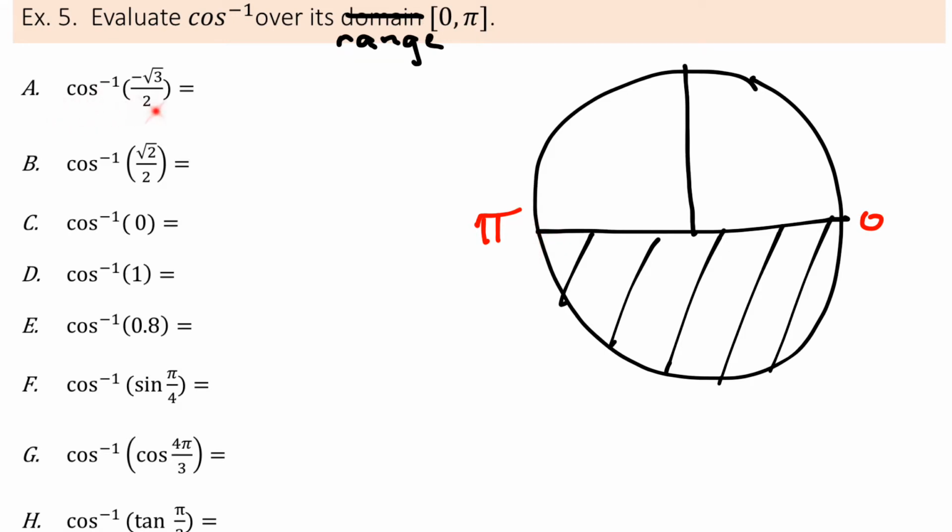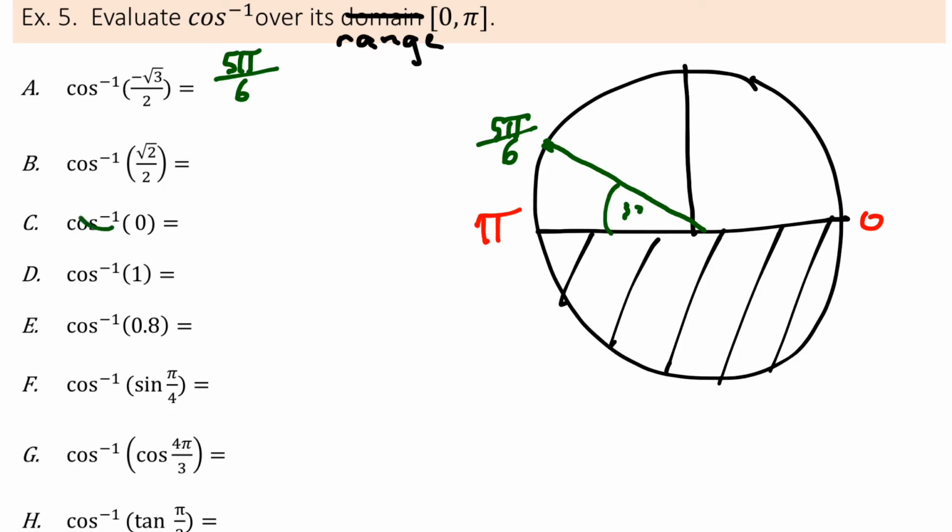So we're asked to find the inverse cosine of negative root 3 over 2. So we need to find out the angle that has this cosine, negative root 3 over 2. So if I think about that, that's going to be over here. All right, so at this point right here, my cosine is negative root 3 over 2. So that means that would be the angle, let's see, that's 5 pi over 6. All right, so this angle is 5 pi over 6.